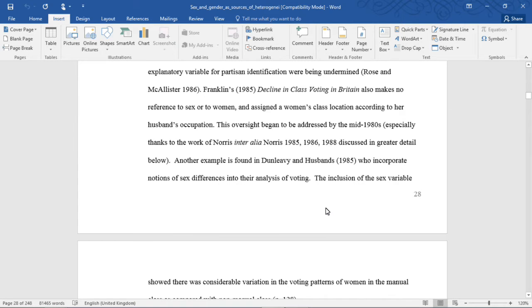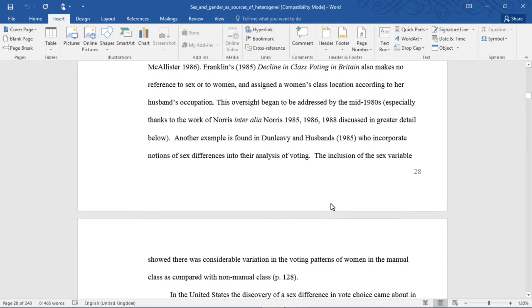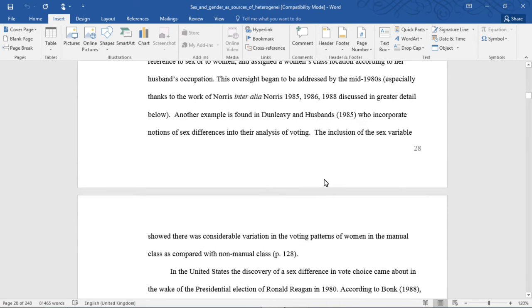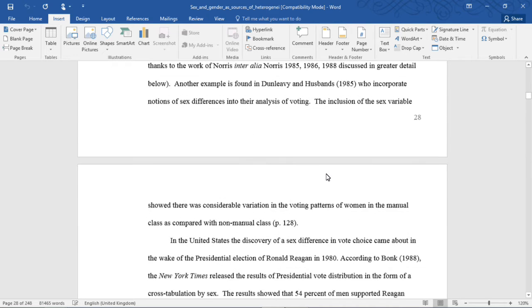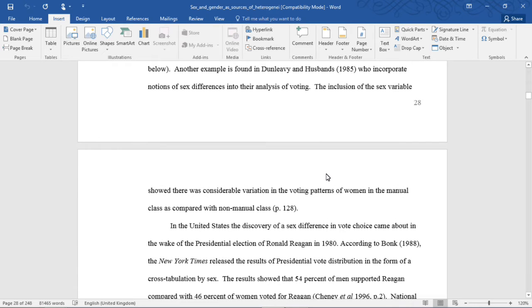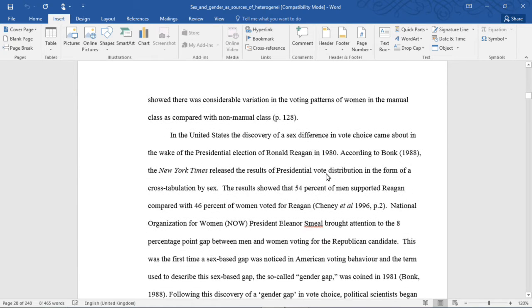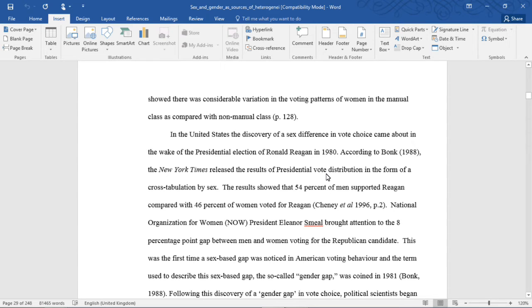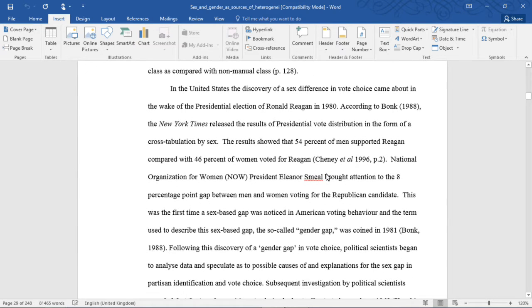This oversight began to be addressed in the mid-1980s, especially thanks to the work of Norris, inter alia Norris 1985, 1986, and 1988, discussed in greater detail below. Another example is found in Dunleavy and Husband's work, who incorporated notions of sex differences into their analysis of voting. The inclusion of the sex variable showed that there was considerable variation in the voting patterns of women in the manual class as compared with the non-manual class.